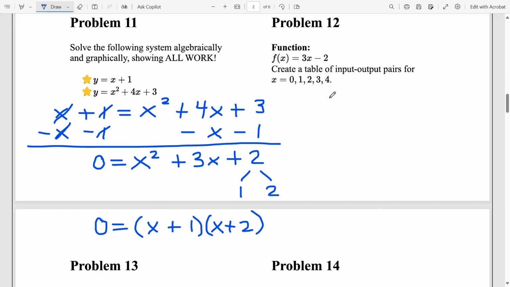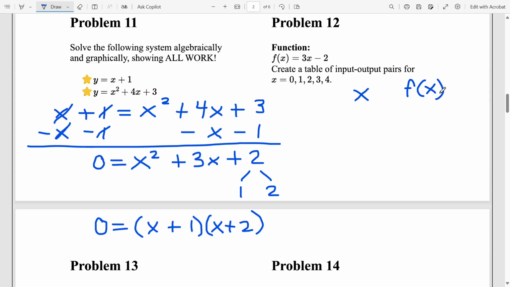Okay, let's look at problem 12. We've got a function f of x equals 3x minus 2. And it tells us we want to create a table of input-output pairs for x equals 0, 1, 2, 3, and 4. So I'm going to have a table with, let me make a better x there, that wasn't that good, with my x values and also my f of x values.